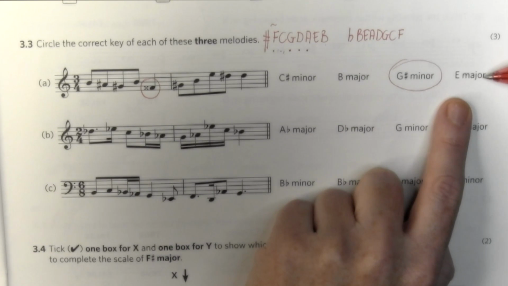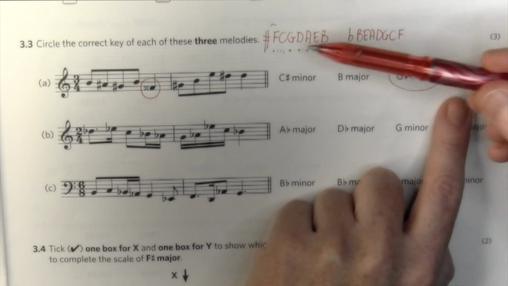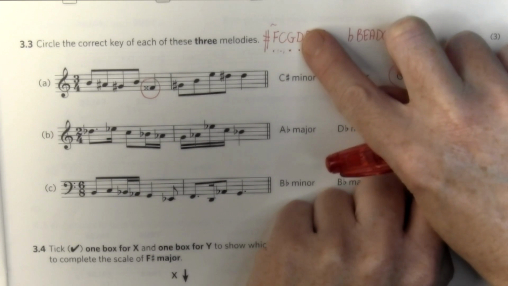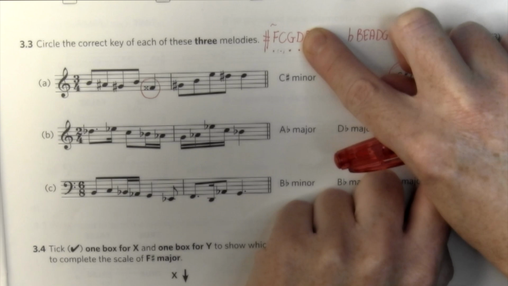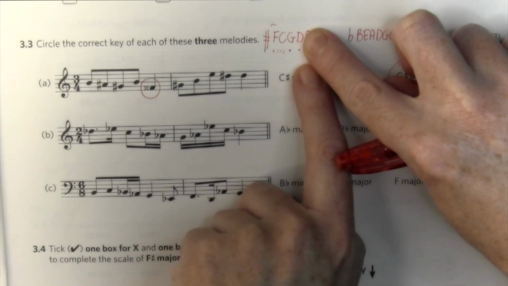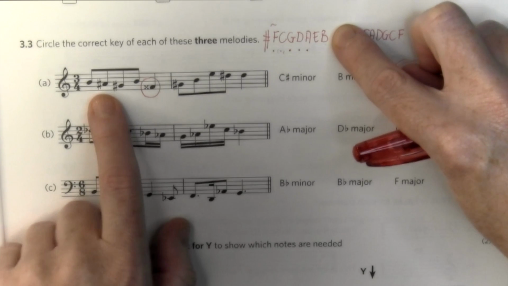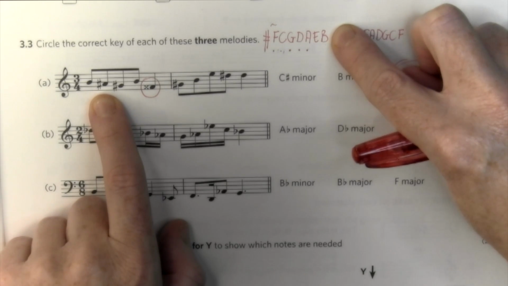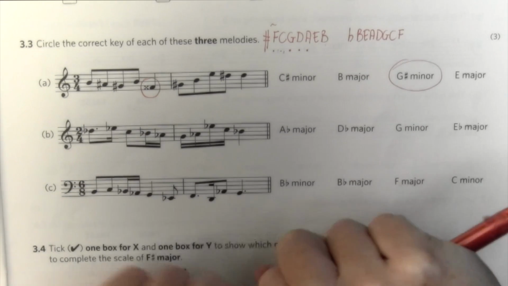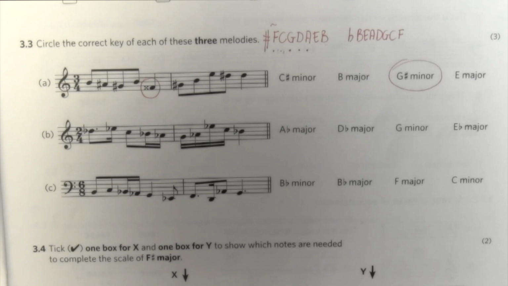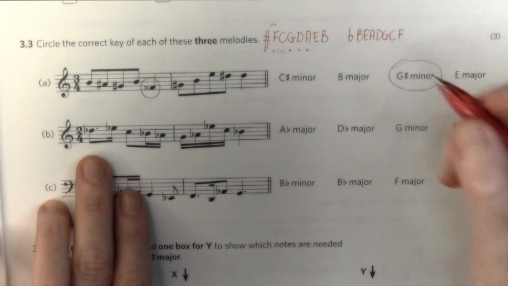E major has 4 sharps only, because E minus 1 semitone is D, which means that D is our last sharp in the key signature, so it just has 4 sharps. This A sharp is not justified. Sorted? Perfect. Let's carry on with the same method.